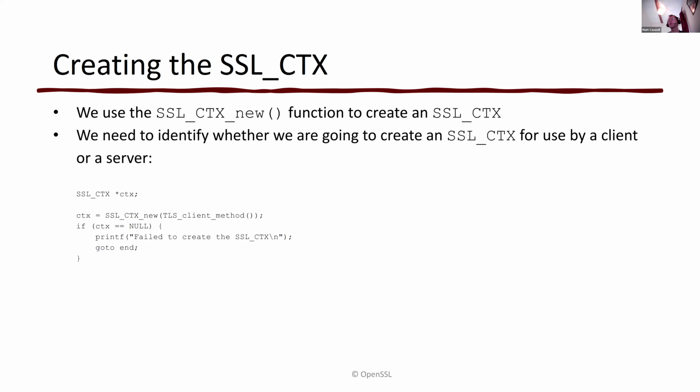We do have to make sure that we check for errors. Errors can occur. For example, we can fail to allocate the memory. An error is just indicated by a null return from that function. So in the event of an error, in this example, we're just bailing out.